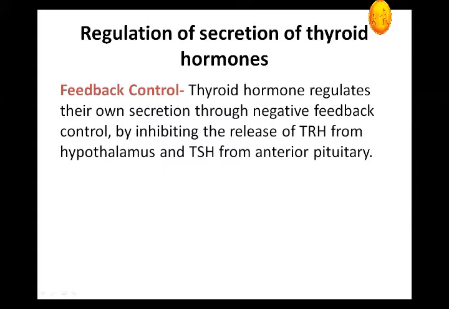On basal metabolic rate, it increases the BMR. In hyperthyroidism, the BMR increases 60 to 80% more than normal. In hypothyroidism, the BMR decreases by 20 to 40%. BMR is the basal metabolic rate. It increases all the metabolism of the body. So it is called a calorigenic hormone.